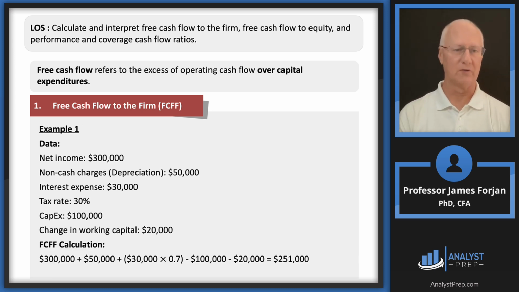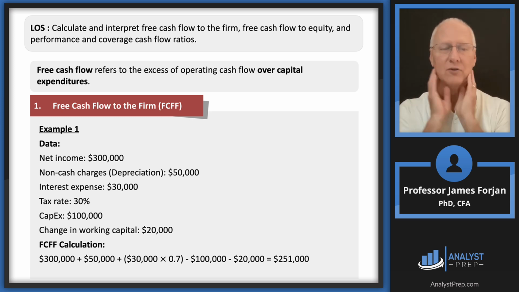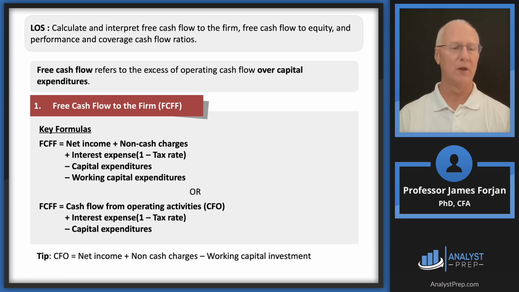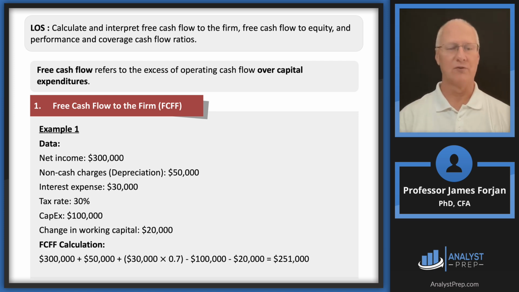Let's work through just a quick example here. We've got net income, a non-cash charge, interest expense, capital expenditures, tax rate, and change in working capital. So there we go. We're just going to go back and use our formula right there. And you can pause the video if you want to verify that we get $251,000 for free cash flow to the firm.